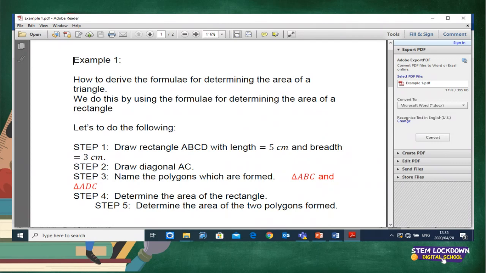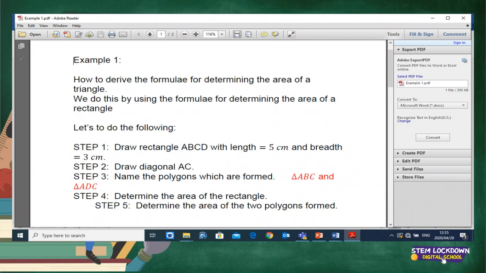Now, that is step 2. And then, of course, step number 3, you are now going to name the polygons. Now that you have drawn the diagonal, you will name the polygons that are formed. The first one will be triangle ABC and the second one will be triangle ADC, meaning that you have divided your rectangle into two polygons, which are triangles.